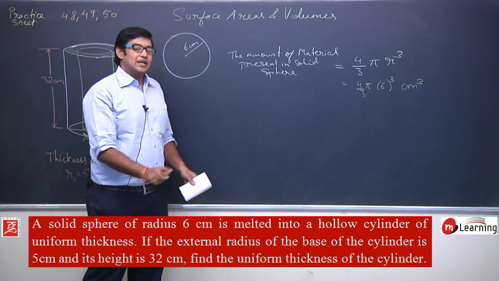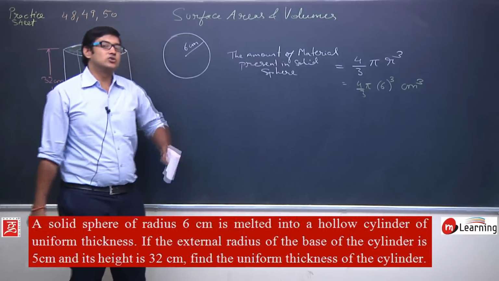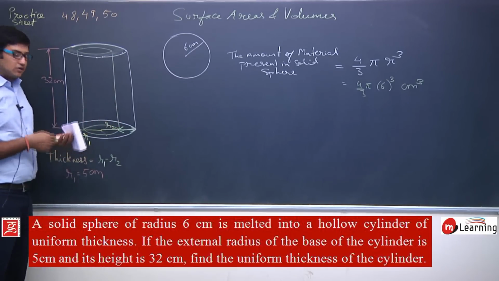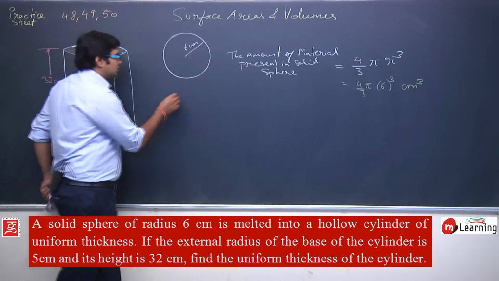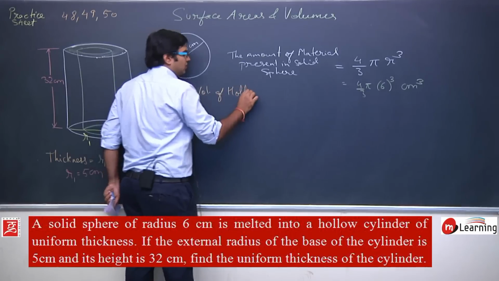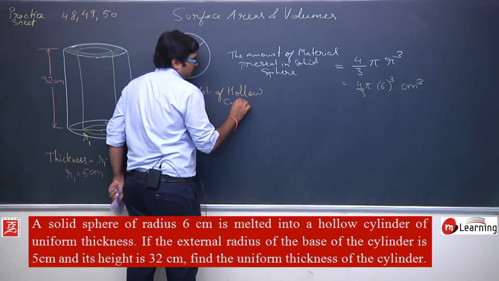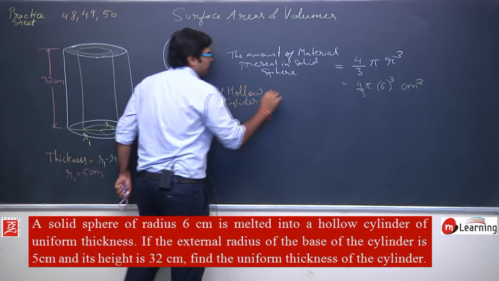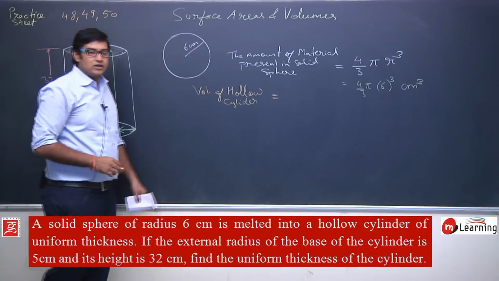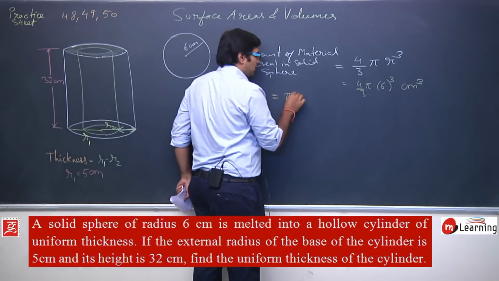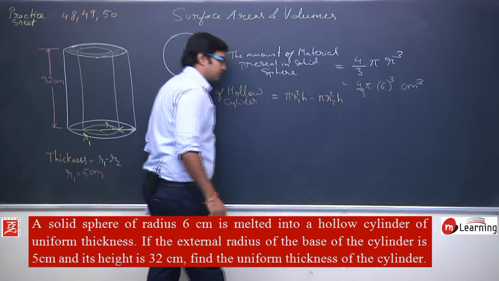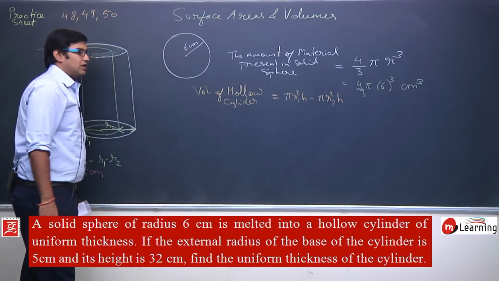Now this much amount of material is used to make the walls of this cylinder. Now what is the volume of the walls of this cylinder? Since it's a hollow cylinder, the volume of the hollow cylinder will be equal to volume of outer cylinder minus volume of inner cylinder. So outer cylinder is pi r1 square h minus pi r2 square h.